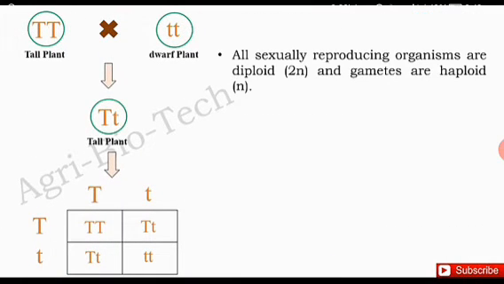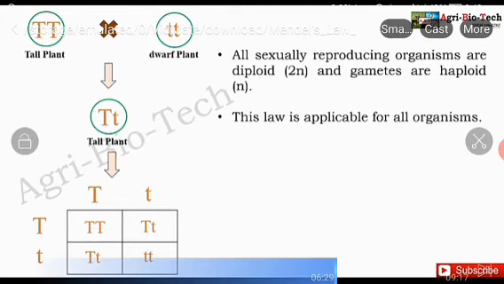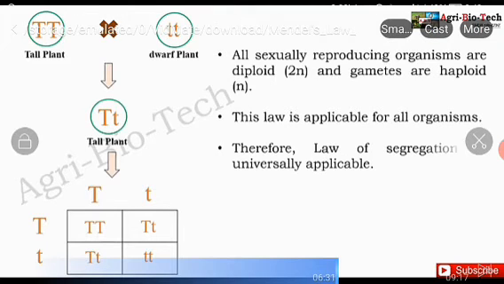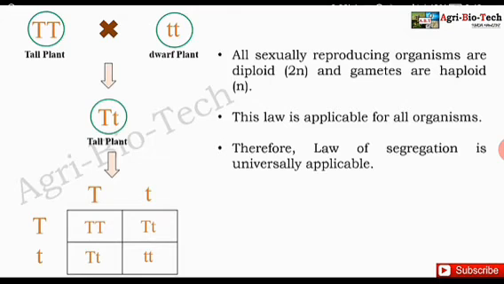All sexually reproducing organisms are diploid and gametes are haploid. So this law is applicable for all organisms and is universally applicable.